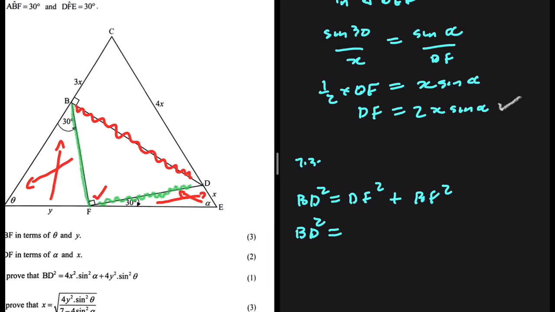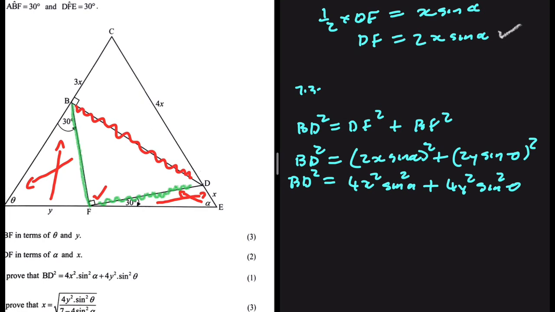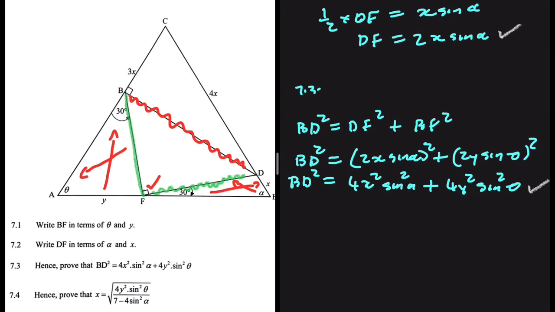BD squared will be equal to DF squared, that is (2x sine of alpha) squared, plus BF squared, that is (2y sine of theta) squared. So BD squared will be equal to 2x squared, that is 4x squared sine of alpha squared, plus 2y squared, that will be 4y squared sine of theta squared. So we have proved what we are required to prove. That is 7.3. Let's go ahead and do 7.4.